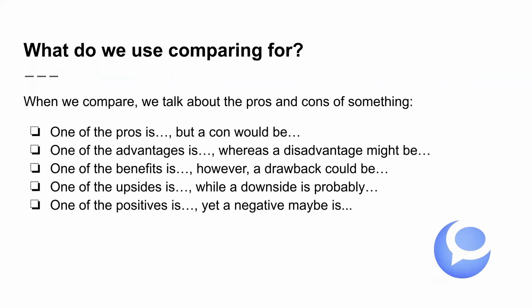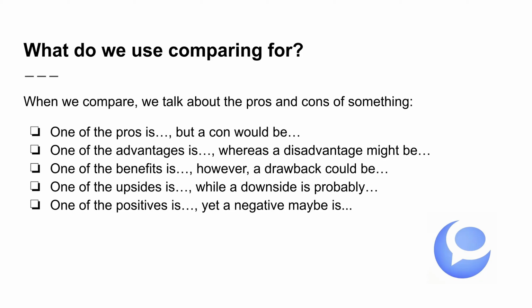So what do we use comparing for? When we compare, we often talk about the pros and the cons of something. There are many synonyms for the pros and the cons of something. Let's review them. One of the pros is, but a con would be. One of the advantages is, whereas a disadvantage might be.